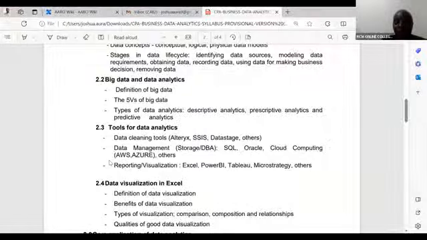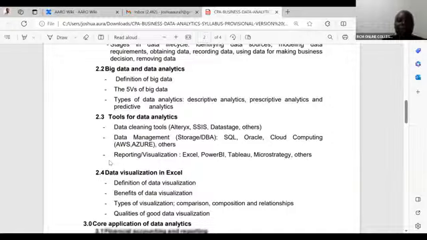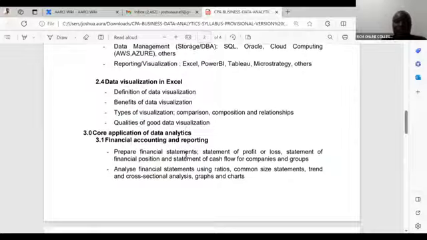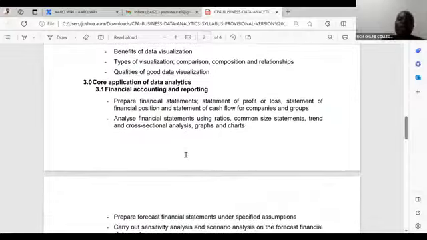So data visualization, very, very important. Then we have 2.4. Data visualization in Excel, they would want us to do the definitions, benefits, types of visualization, comparisons, qualities of good visualization, like that. So the core applications, financial reporting and accounting, they want us to show you guys how to prepare financial statements, how to analyze these financial statements using ratios, the common size statements that you did in your financial reporting intermediate level, trend and cross-sectional analysis, graphs and charts.